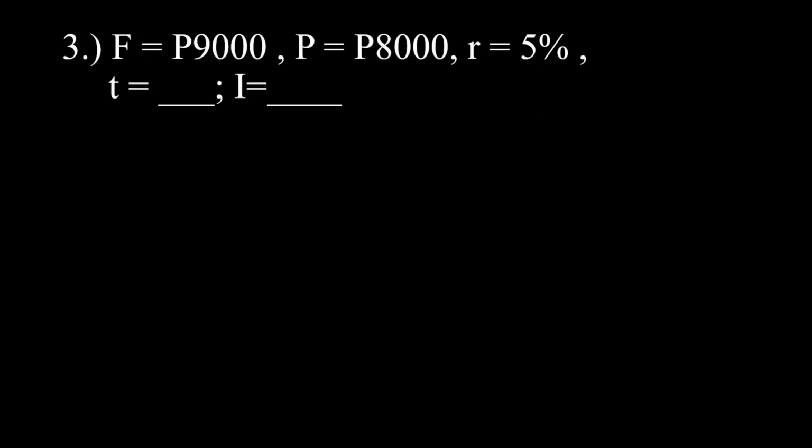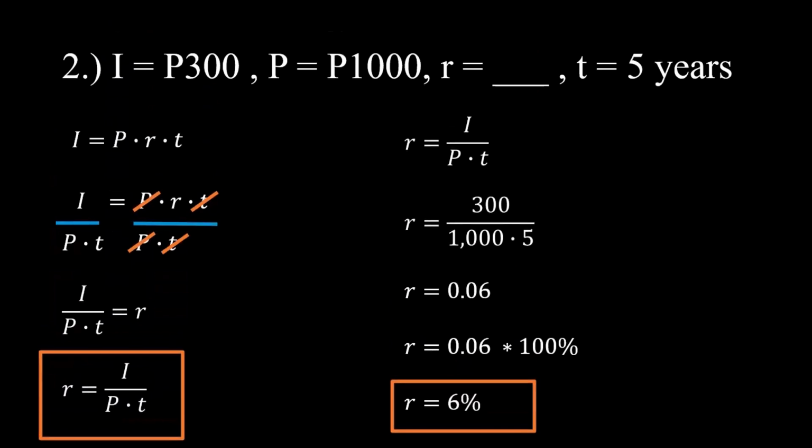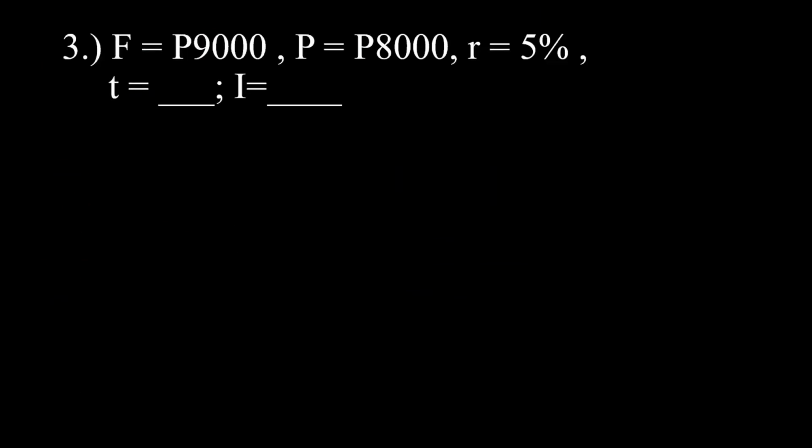Problem number 3, the future value is given, which is 9,000 pesos. The principal amount is given, which is 8,000 pesos. And the rate of interest is 5%, while the term and the interest are not given. So these are the unknowns. So we have to solve for the time and we have to solve for the interest.